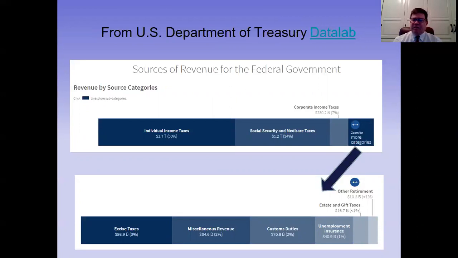And then we have these last couple of categories, which if you look at the bottom part, there's a little arrow, and breaking that out, excise taxes count for about 3%. I'll take a look at that in a second and what that means. The ever-present miscellaneous, about 2%. Customs duties, which are essentially those fees laid on products coming in from other countries, about 2%. And then finally, people pay into the unemployment insurance system here in the United States. That's about 1%. And then estate and gift taxes.